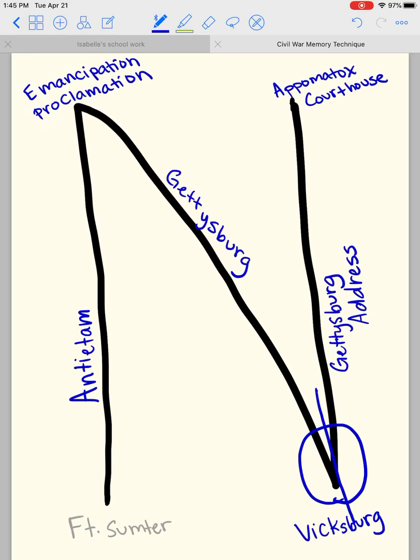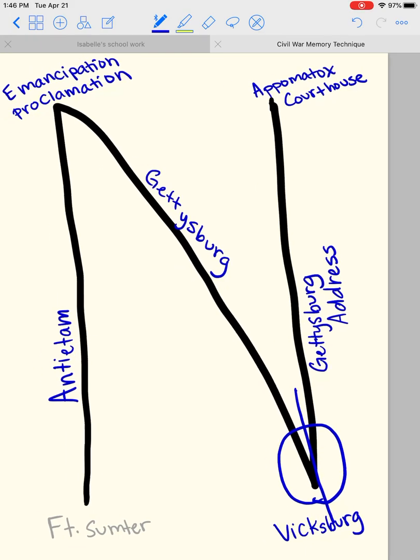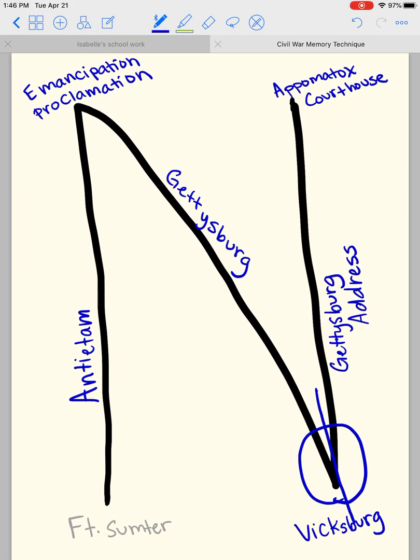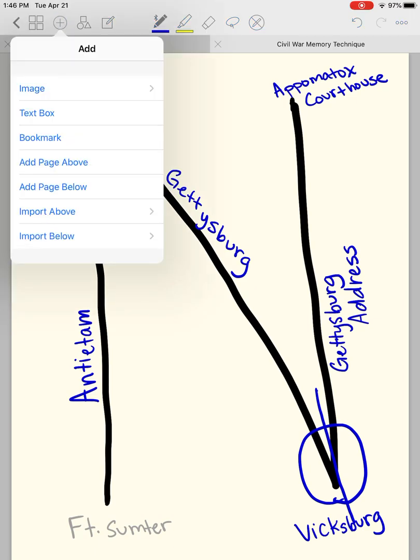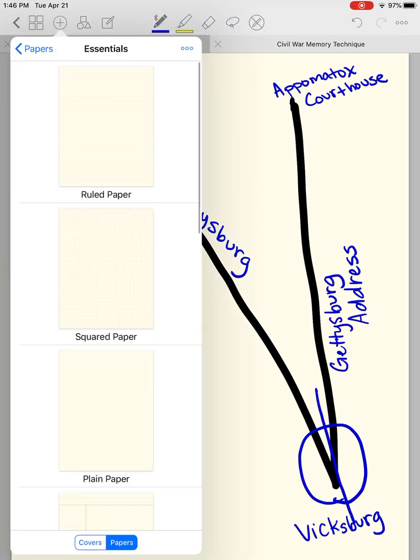All right, so we are going to look at how to remember the major events from the Civil War. And so we use the letter N as our baseline for our timeline, and you can see the events around it right there. And so we're going to show you how we get to do this. All right, here we go.